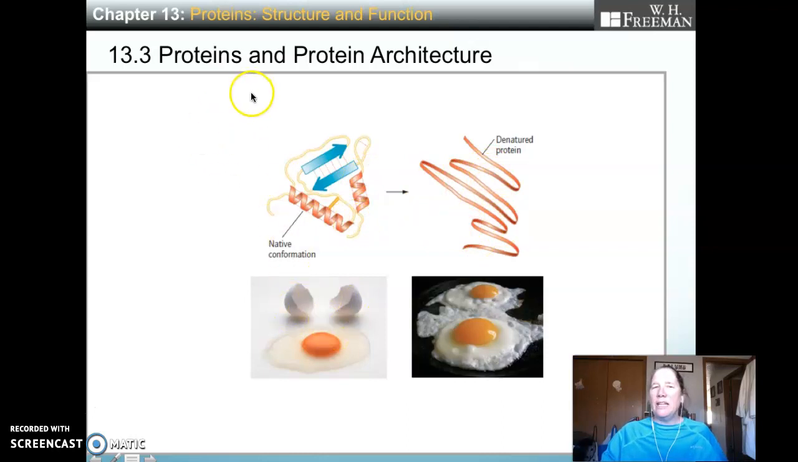So denaturing a protein, if you mess with the primary, the sequence of amino acids, you'll never be able to reverse it.